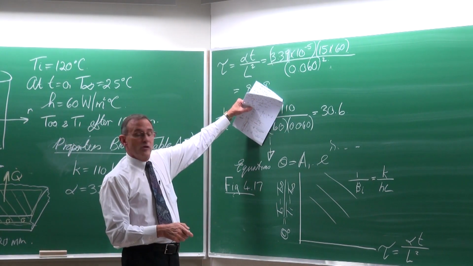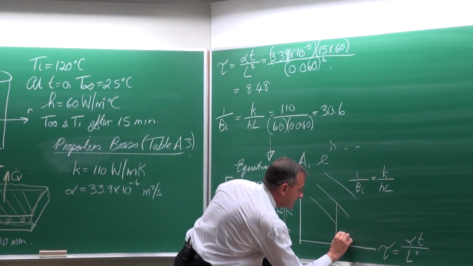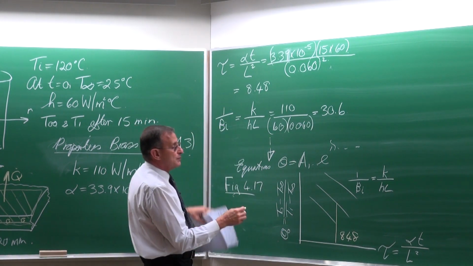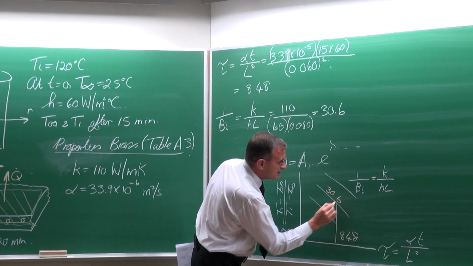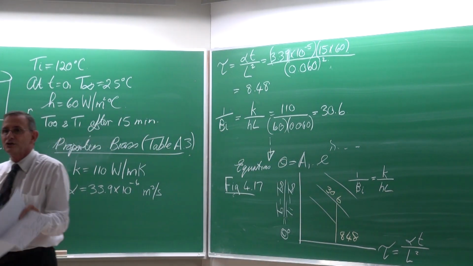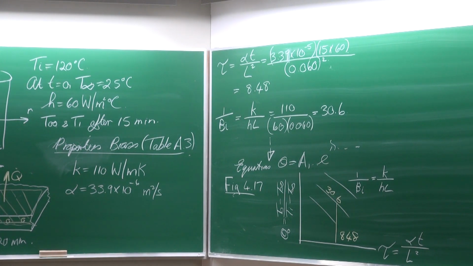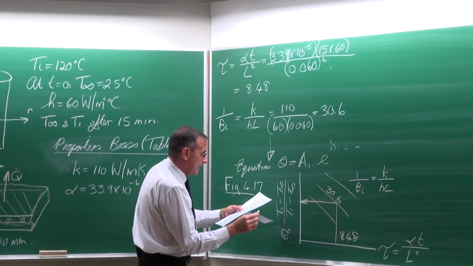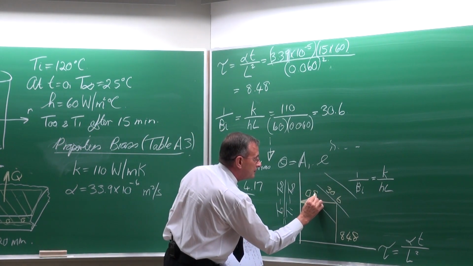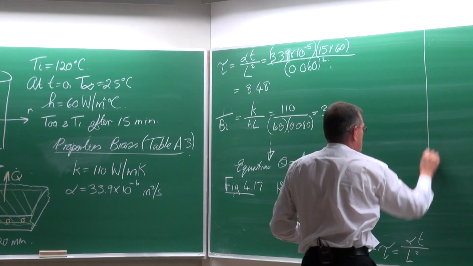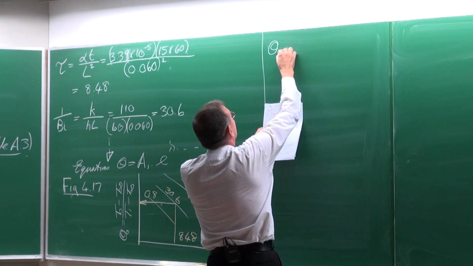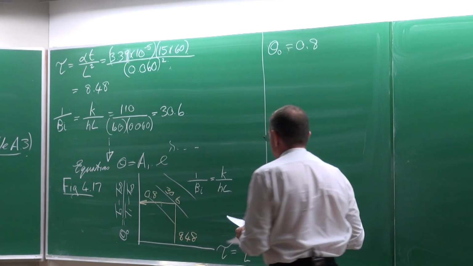So we've got the non-dimensionalized time as 8.48. We need to get the line of 1 divided by the Biot, which is equal to 30.6. There is no such line. Normally the lines would be for 30 and 40, etc. So that's one of the reasons why you will not be able to get a very accurate solution from the Heisler charts. And then it will give you the non-dimensionalized temperature as 0.8.